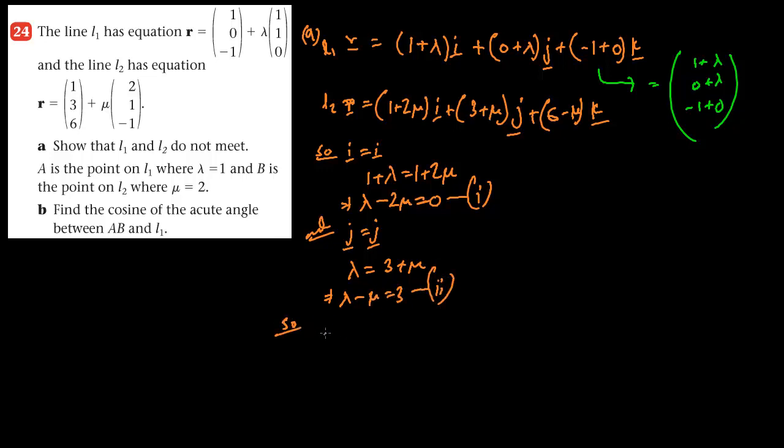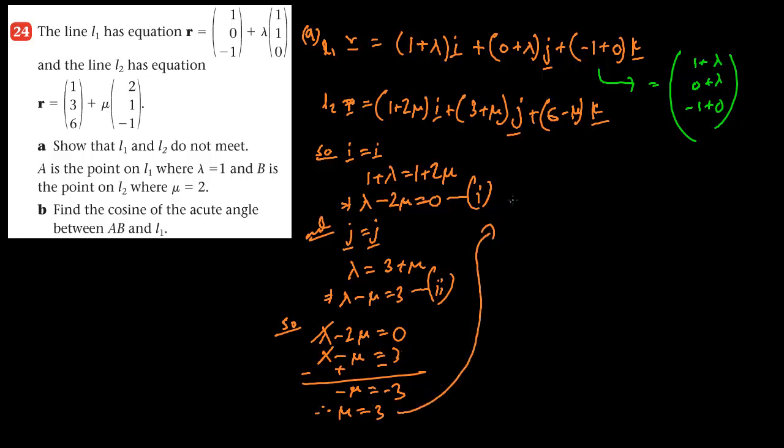So lambda minus 2 mu equals 0, and lambda minus mu equals 3. If we change the sign to cancel the lambda and lambda, this turns out plus mu minus 2 mu, which is minus mu equals minus 3. Therefore mu equals 3. Once we know the value of mu, we can easily find the value of lambda. So let's put this in the equation lambda minus 2 mu equals 0. Therefore lambda equals 6. So we have found the values of mu and lambda.